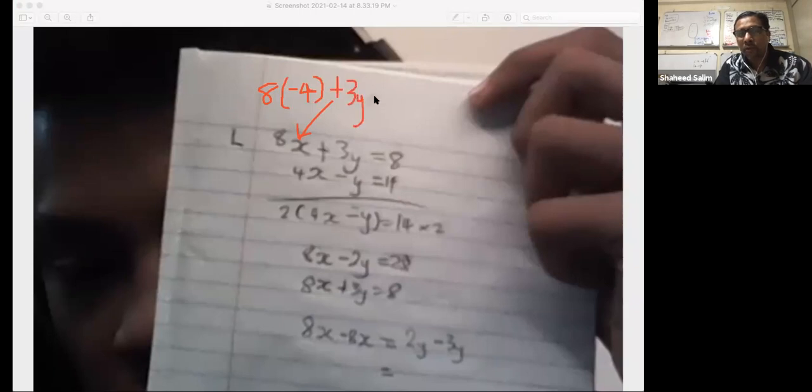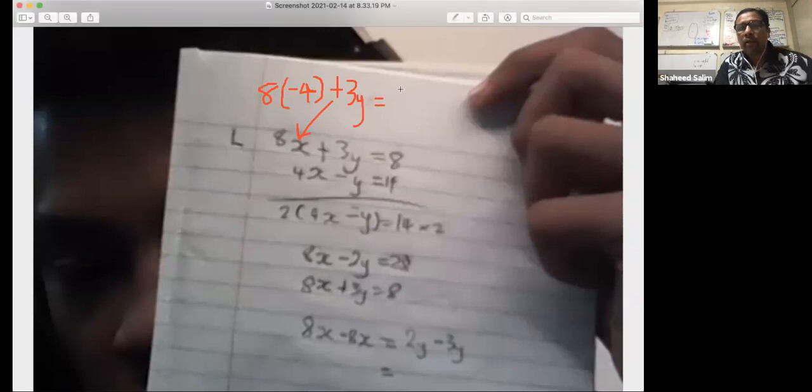equals to 8. Okay, then you solve it. You can solve it already. Can you solve it now? You solve it equals to 8.